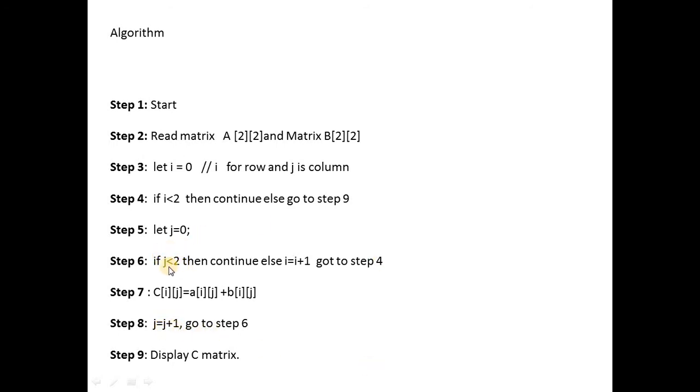1 plus 2 is what? 1 is less than 2 is what? True. So C of i was what? 1. So C of 1 1 is equal to A of 1 1 plus B of 1 1.